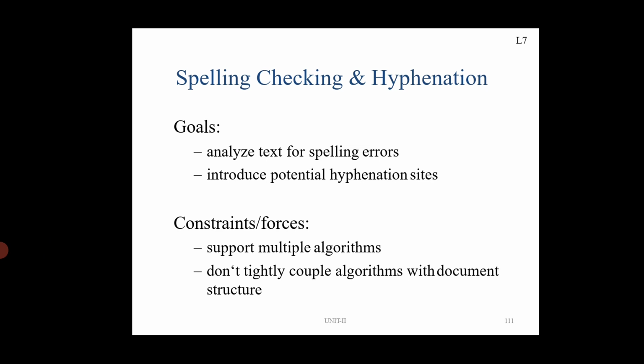What are the constraints of this? We need to support multiple algorithms. This is very similar to what we had for the formatting design problem, where we already saw line breaking strategies. There is more than one way to check spelling and misspelled words, and we need to compute hyphenation points.